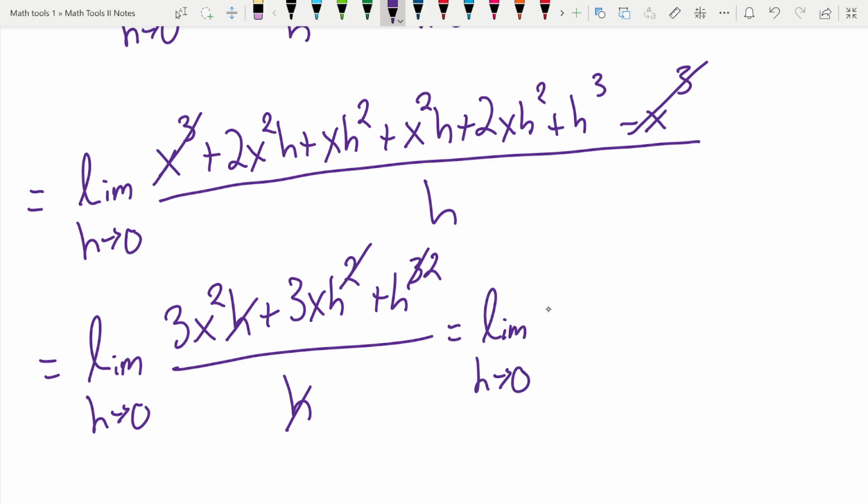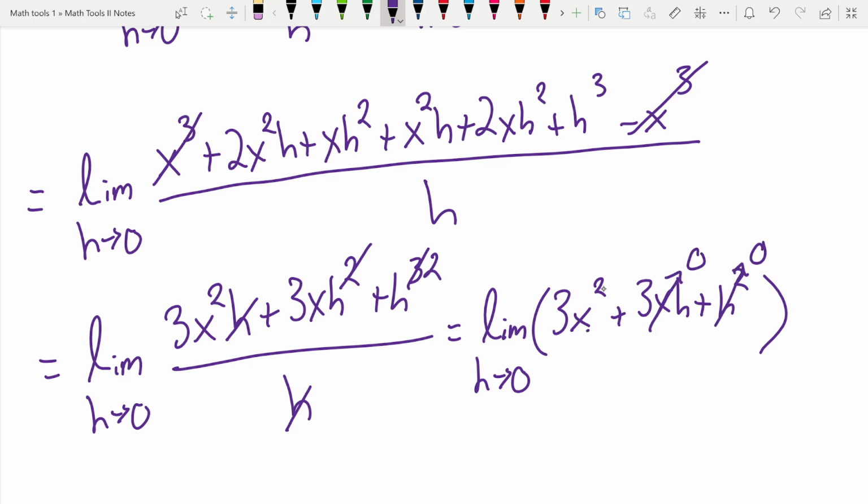So now we have the limit as h approaches 0 of 3x squared plus 3xh plus h squared. So this term is going to be 0, this term is going to be 0, and this one doesn't have an h in it. So we're just going to be left with 3x squared. Okay. And then we're done.